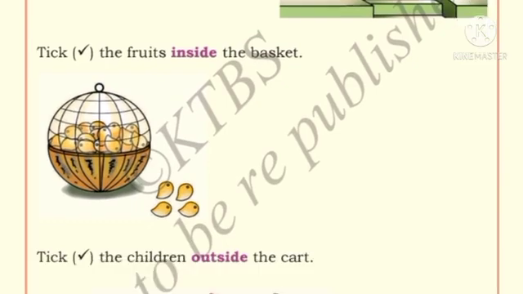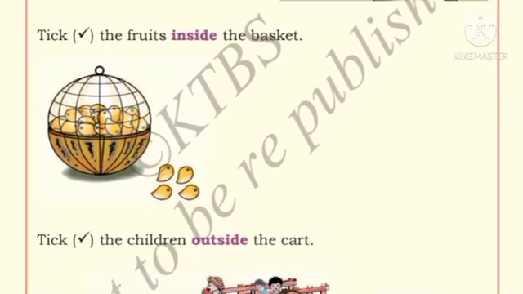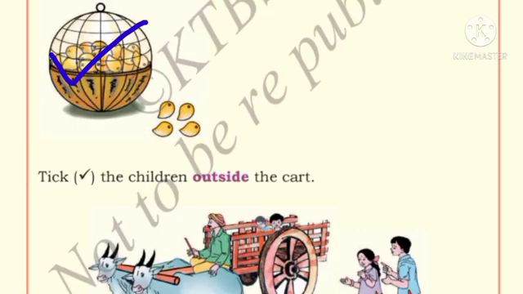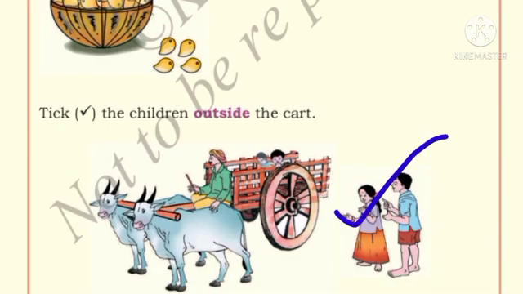Now tick the fruits inside the basket. So which are the fruits which are there inside the basket? This one. So we will tick this. Now tick the children outside the cart. Which are the children which are there outside the cart? These children. So we will tick them.